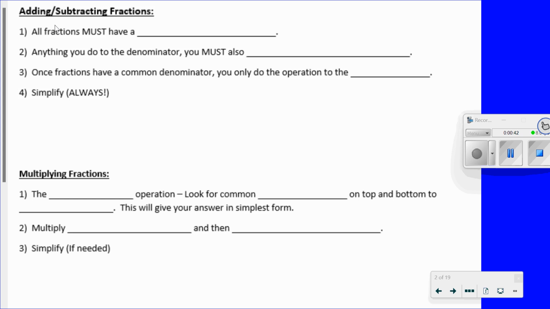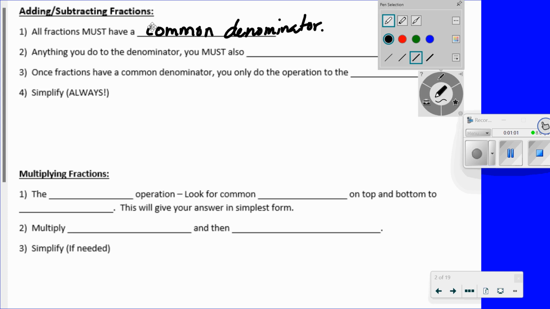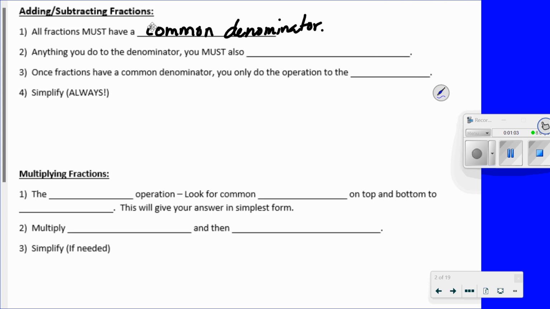Our first rule for adding and subtracting fractions: all fractions must have what? What is our key for adding and subtracting? Common denominator. So they must have a common denominator. Our key on that one is, anything I do to the denominator to get them the same, you must also do to the top. We have to keep them equal for the numerator. Use the correct math terms here.